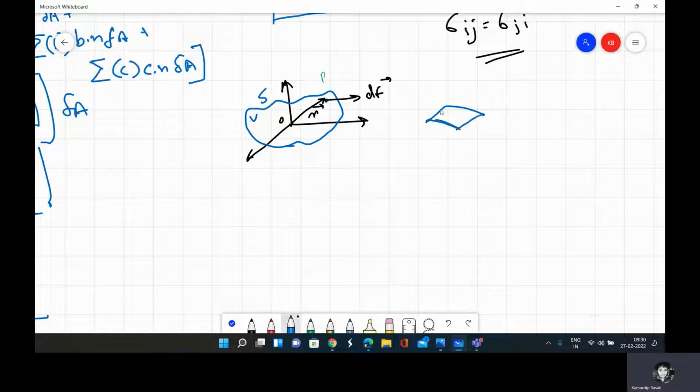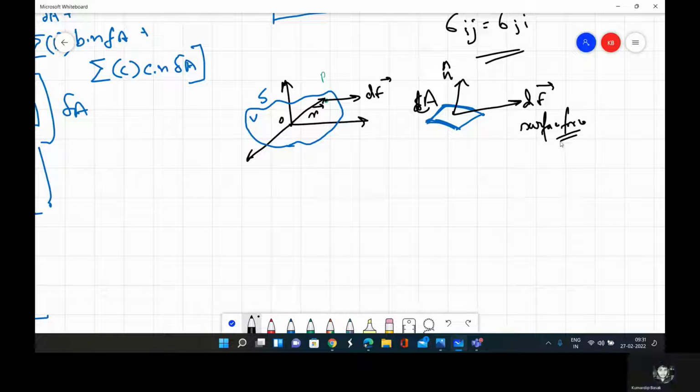This is my area element, or the surface element, where the force is acting, dF. The normal to the surface is n. The area of this surface, let's say I am considering it as dA. This is a surface force. This is not any volume force. This is a surface force.